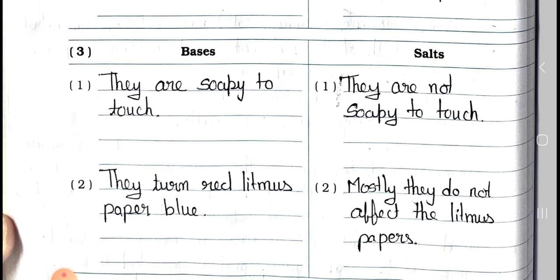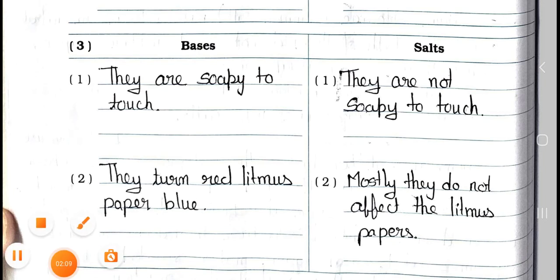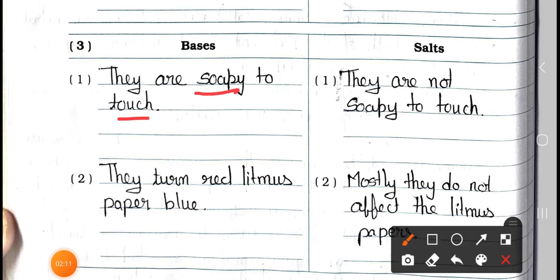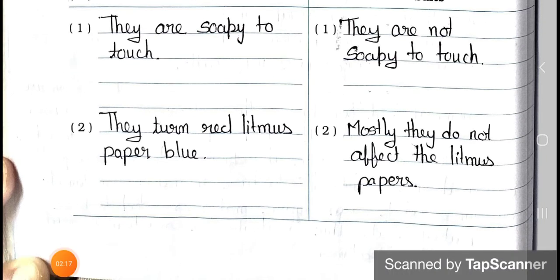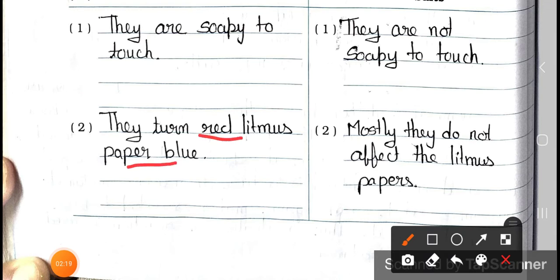Now see the difference between bases and salts. Bases are soapy to touch, and salts are not soapy to touch. Number 2: bases turn red litmus paper blue, and salts mostly do not affect the litmus paper. Now see the next page.